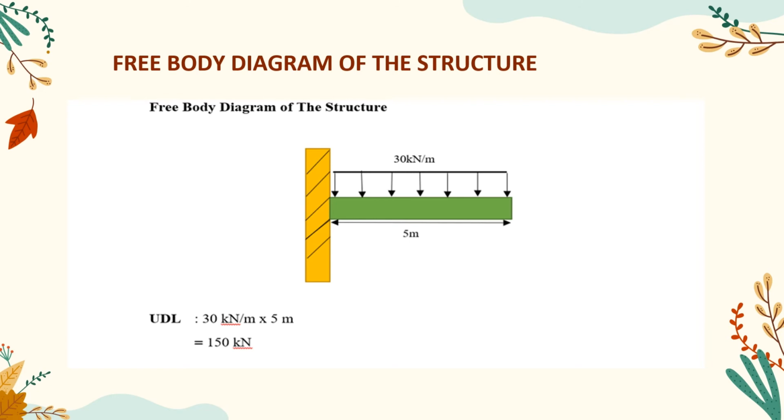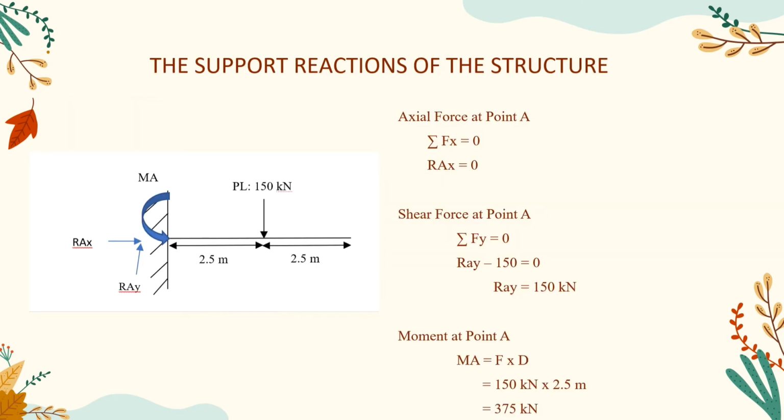Okay, next. Here I want to show the calculation of the support reaction of the structure. So first of all, we have to calculate axial force at point A. So Fx is 0. Fy we get 150 kilonewton. And then we have to calculate moment at point A. So the formula is F multiplied by D, 150 kilonewton multiplied by 2.5 meters. So we get 375 kilonewton meter.